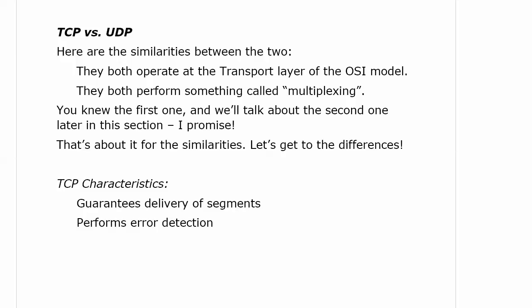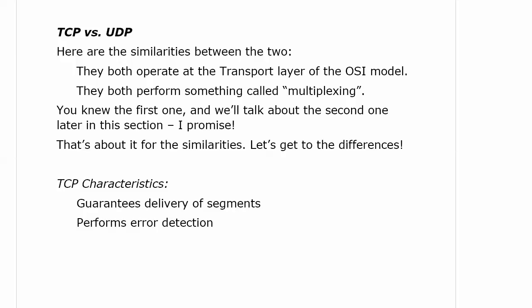We're going to take about 15 seconds here to discuss the similarities between the two. They both operate at the transport layer of the OSI model. That part we knew. And they both perform a little something called multiplexing. Well, you knew the first one, and we're going to talk about the second one in this section, and that's really about it for similarities. Let's talk about some differences and some characteristics of the two.